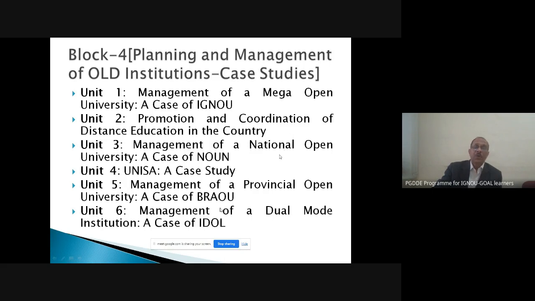Unit 3 of this block talks about the National Open University of Nigeria. That is the case study of unit 3. Unit 4 is the UNISA case study. Unit 5 is the provincial state open university in India. In fact, this is the first open university established in the country, and we are talking about that case. And in Unit 6, we talk about the management of dual mode institutions. So these are the 6 units, and each unit highlights one particular case.